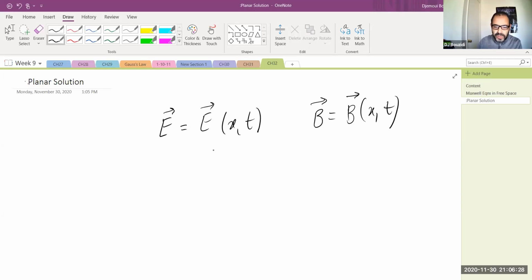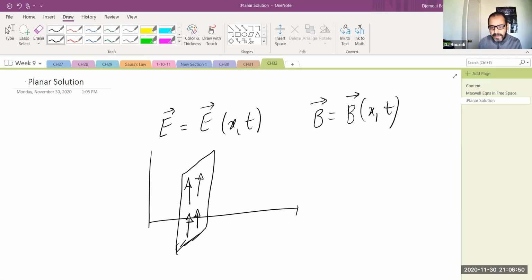So what I'm saying is the following. There is a plane in space that is perpendicular to the x-axis, whereas the electric field is the same everywhere in this plane. So if you take any point in here, the electric field has the same value. So this is the x-axis, this is the y-axis, and this is the z-axis. X, Y, Z. So this is the so-called planar solution.